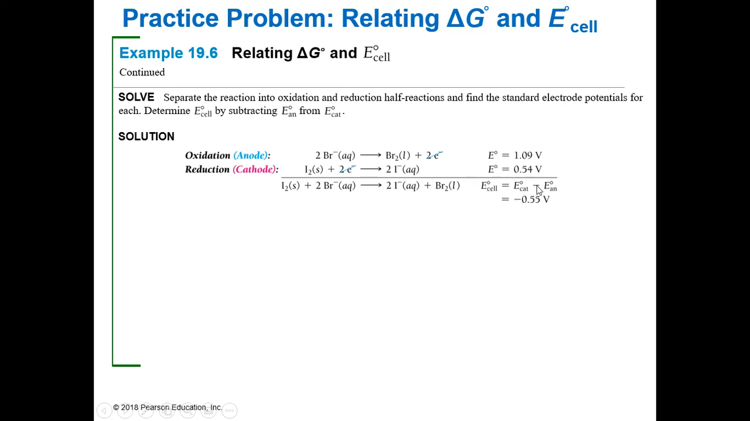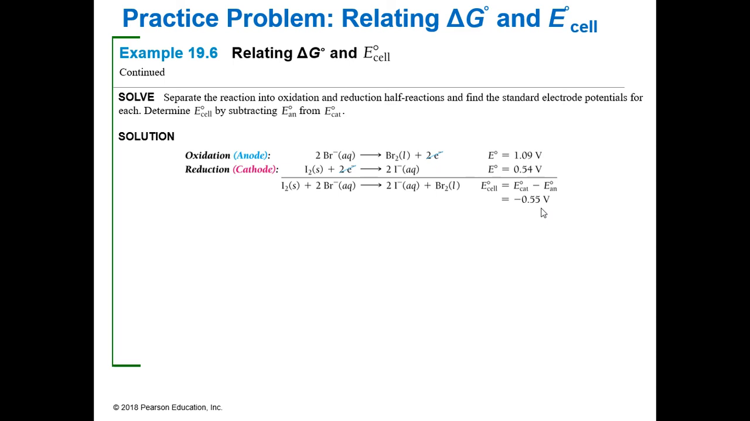E naught of our cell is our cathode minus our anode. So 0.54 minus 1.09, we get a negative E naught of our cell. Automatically, we know that a negative E naught of our cell means that it's not spontaneous. So that means when we solve delta G, we know right off the bat delta G has to be positive, because a positive delta G means it's not spontaneous.